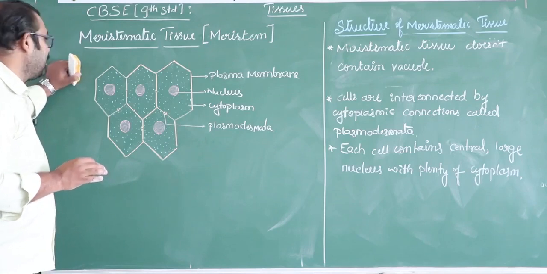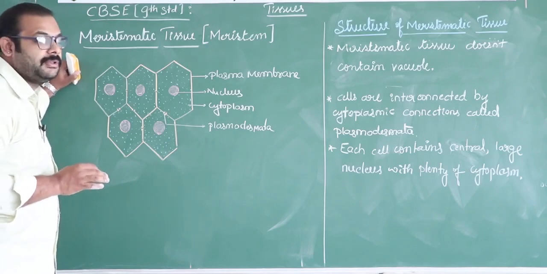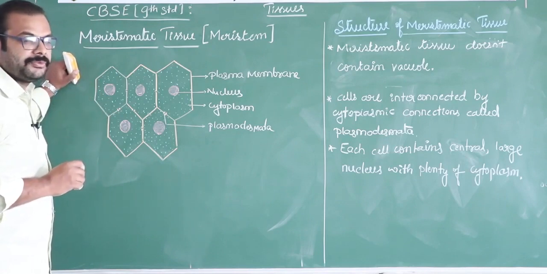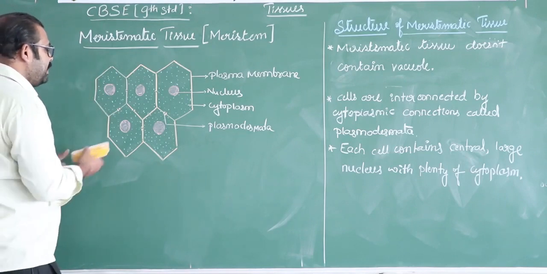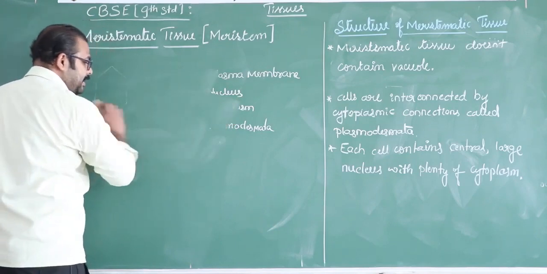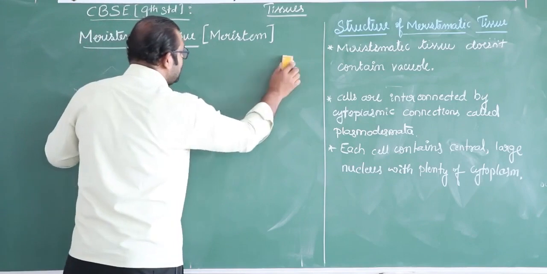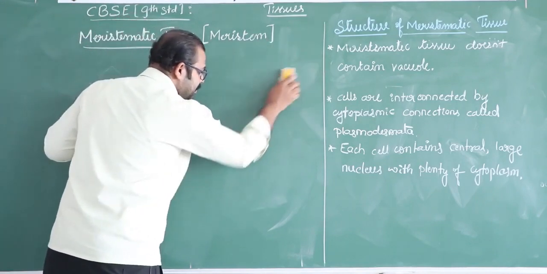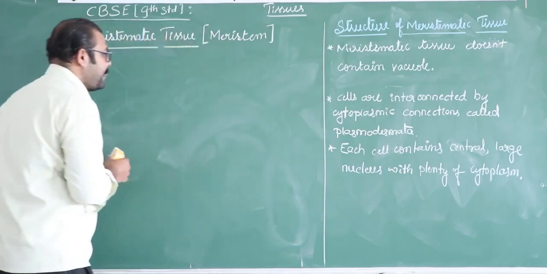Then after discussing the structure of meristematic tissue, now let's move on to the types of meristematic tissue. As we discussed, meristematic tissue is classified into three categories: apical, intercalary and lateral meristem. Okay, so let's see the structure.